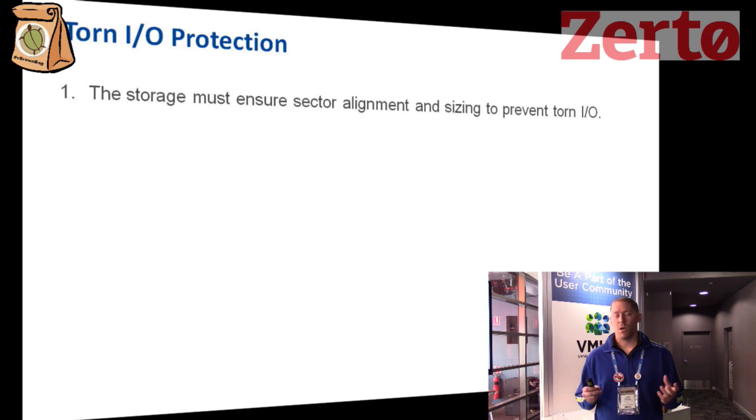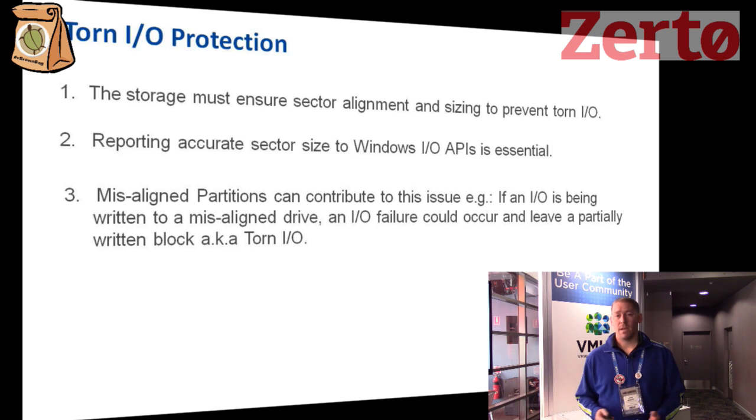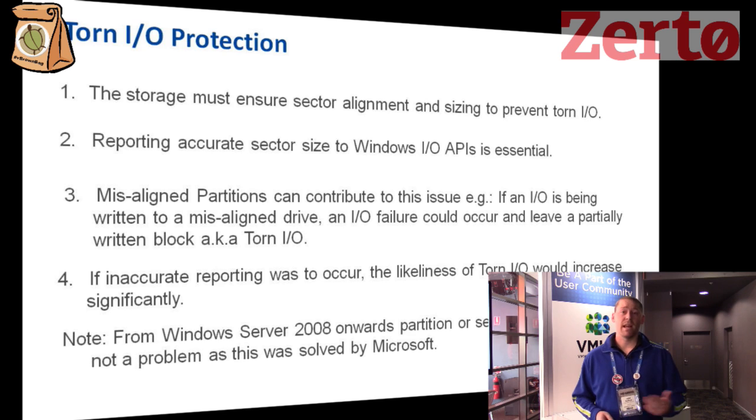Torn I/O protection is basically where a misaligned I/O can be written across two blocks or two sectors, and therefore what can happen is if a power outage occurs, the I/O can be partially written and therefore torn. So we need to ensure that the storage actually correctly reports the sector sizing so that torn I/O protection does not happen. The storage has to be compliant all the way through the stack, from the storage layer through the hypervisor emulation process to the virtual machine, and presenting that correctly to the guest OS. Misaligned partitions can increase the chances of this problem. However, this has been recently resolved in Windows 2008 onwards.